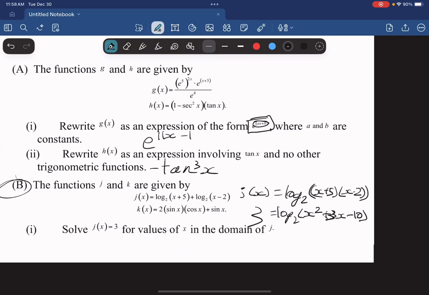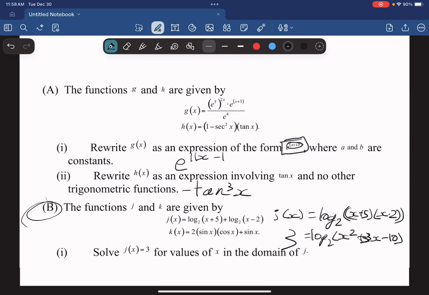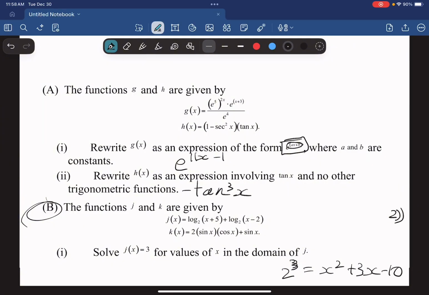So we can rewrite our log as 2 to the 3 equals x squared plus 3x minus 10, right? I'm going to erase this top part here because we don't need that anymore. So we can rewrite it like that. So that'd be 8 equals x squared plus 3x minus 10, which should just be 0 equals x squared plus 3x minus 18.